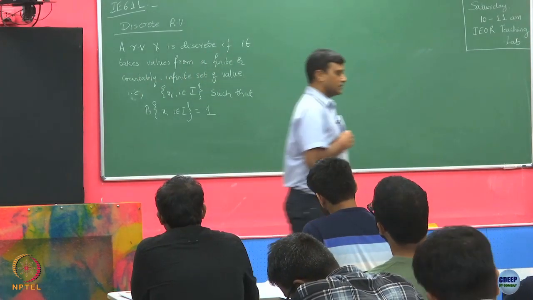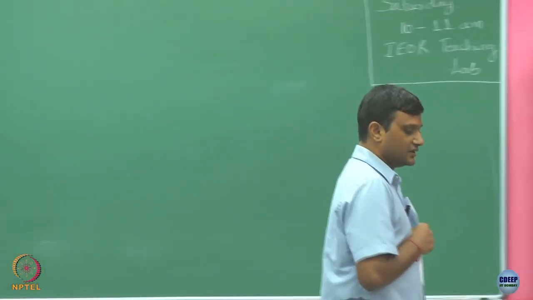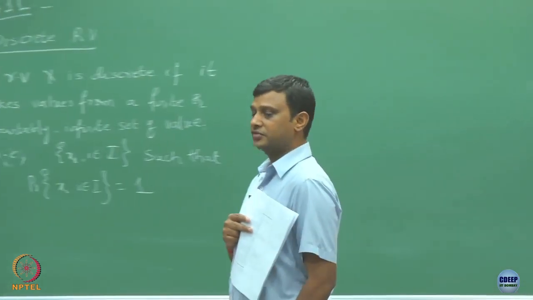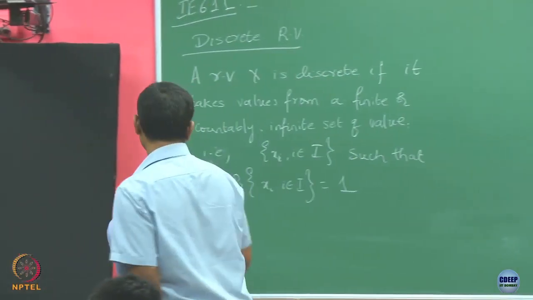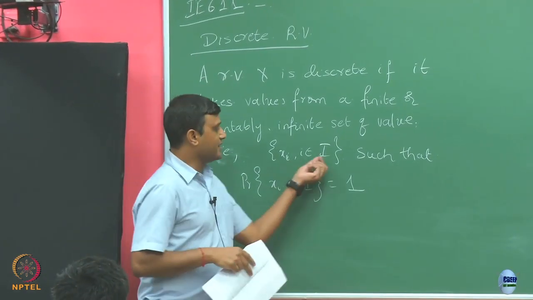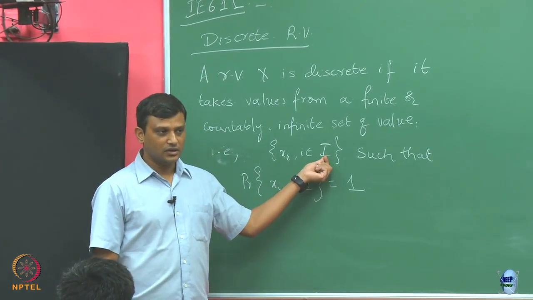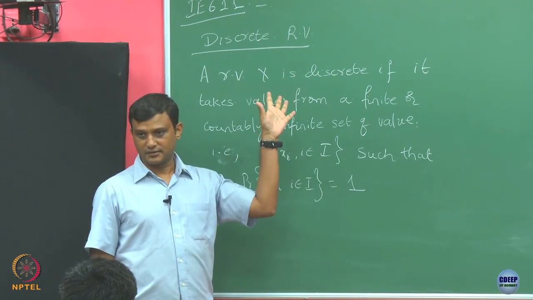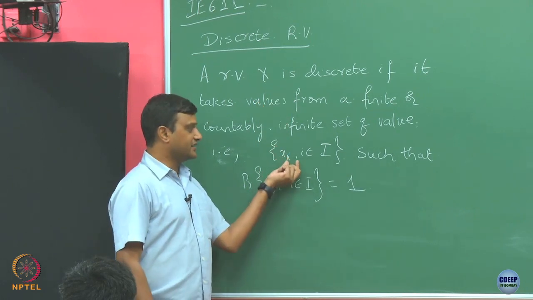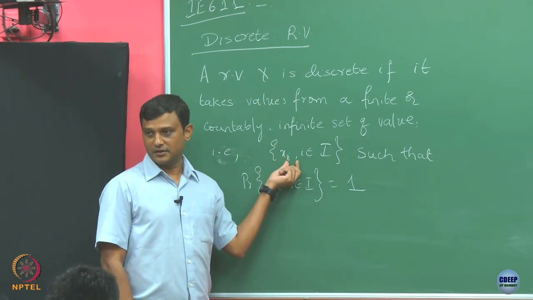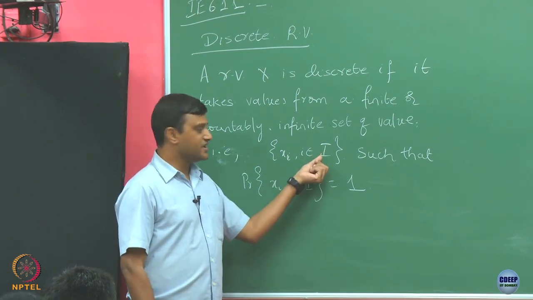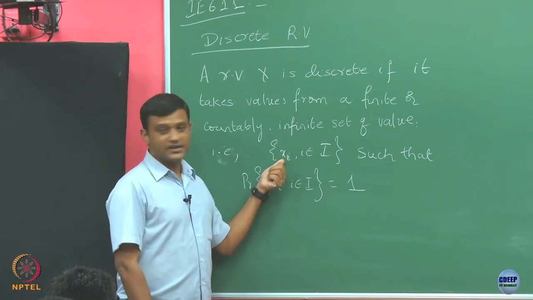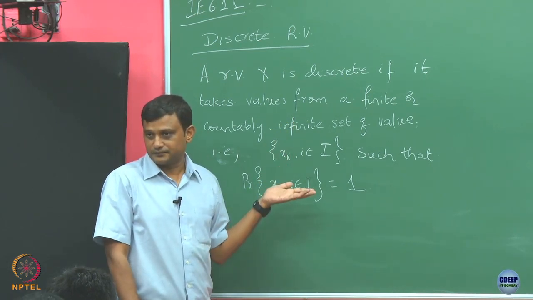So we are going to say a random variable x is discrete if either it takes a finite set of values or a countably infinite set of values. So for example, let us say I have an index set I. This index set I could simply be 1, 2, 3, 4, 5, 6. Then that random variable is going to take 6 different values, or this I could consist of just 1 or 2. In this case, my random variable takes only 2 possible values, x1 and x2.